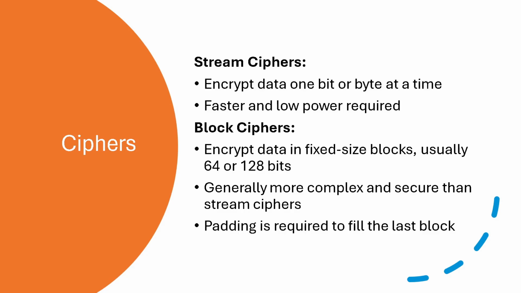Block ciphers, on the other hand, encrypt data in fixed-size blocks, usually 64 or 128 bits, by applying a symmetric key algorithm. They are generally more complex and secure than stream ciphers, and can be used with various modes of operation to enhance security and functionality. When the data size is not a multiple of the block size, padding is required to fill the bits or bytes of the block.